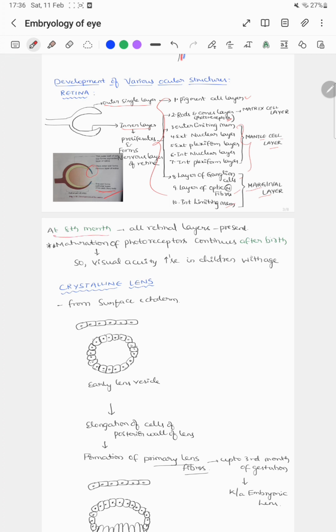By the end of the 8th month, all retinal layers are histologically seen in the embryo, and then maturation of photoreceptors continues even after birth. So the visual acuity of children increases as the children grow.